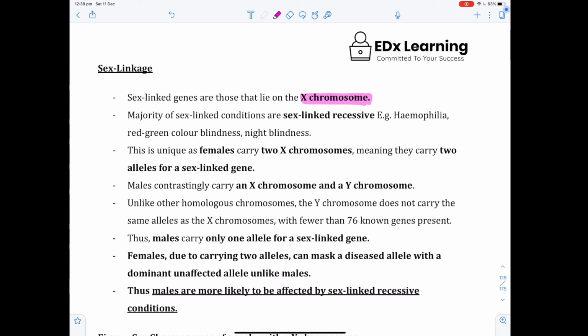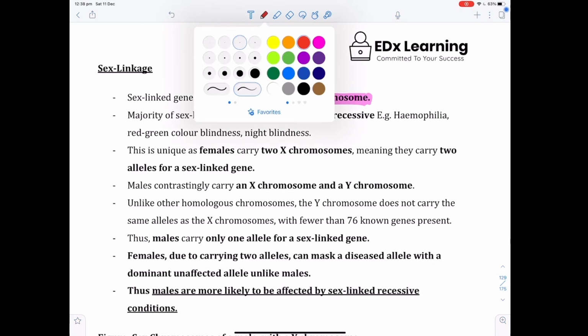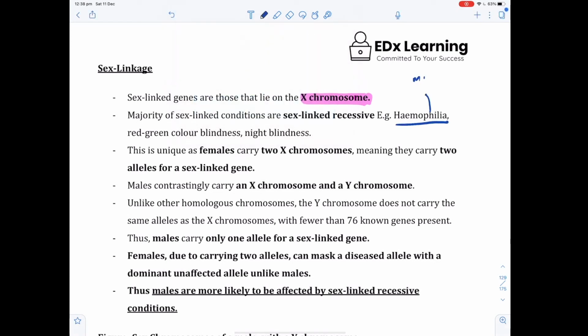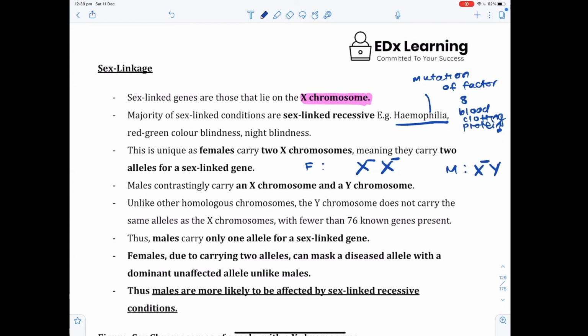So hemophilia is one key example. I want you to just write next to hemophilia: mutation of factor 8. Factor 8, which is a blood clotting protein. Good. And we've already spoken about the fact that females are XX, which means they can carry 2 alleles for a sex-linked condition, whereas males are XY, which means they only carry 1 allele. That very fact makes sex linkage fall outside your 3-to-1 Mendelian ratio, and we'll talk about that now.